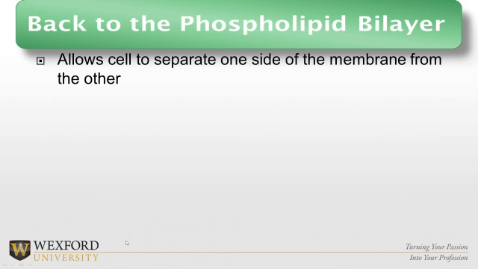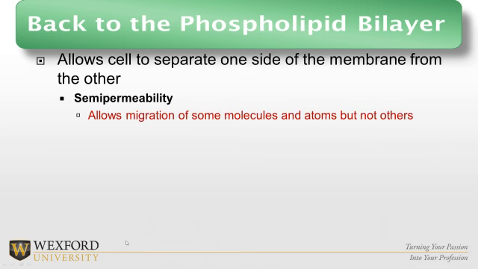So what does this phospholipid bilayer do? Like we said last time, it allows a cell to separate one side of the membrane from the other, two aqueous sides. And we have what's called semi-permeability, which allows migration of some molecules and atoms, but not others.